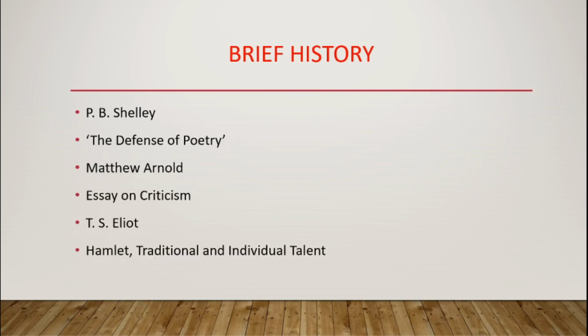Then another romantic critic was P.B. Shelley, and his A Defence of Poetry is similar to Sir Philip Sidney's An Apology for Poetry. Then the Victorian age: after the end of the Romantic period, in 1834 or 35, Victoria ascended the throne of Britain, and then the Victorian age started.